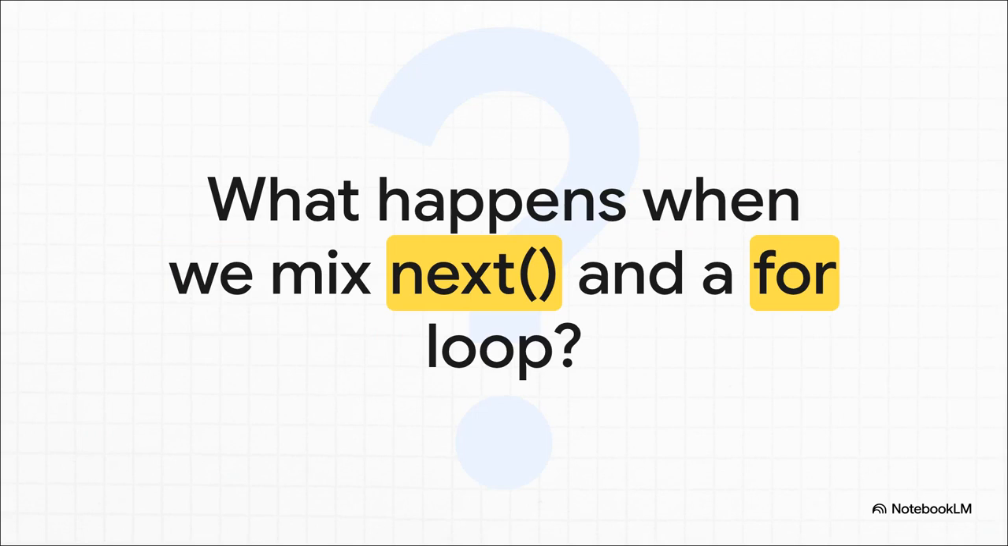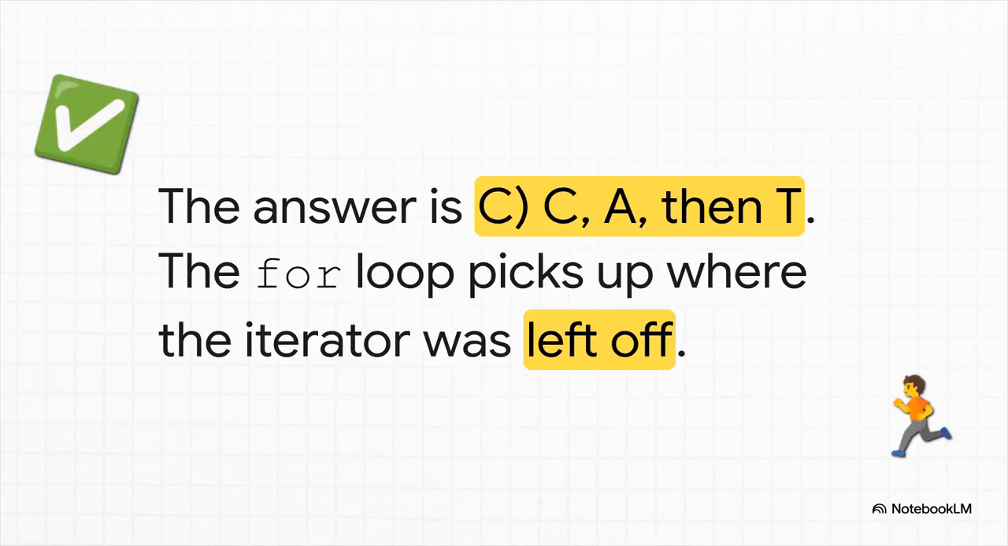All right, let's really put that idea to the test. Check this out. We make an iterator from the word cat. We manually call next on it twice. Then, we take that exact same iterator and drop it right into a for loop. What's going to happen? And the answer is C.